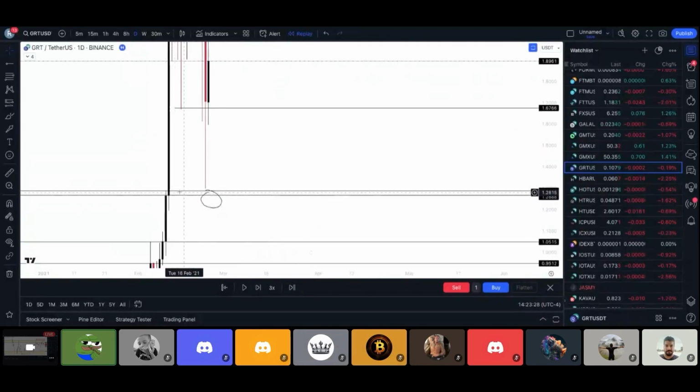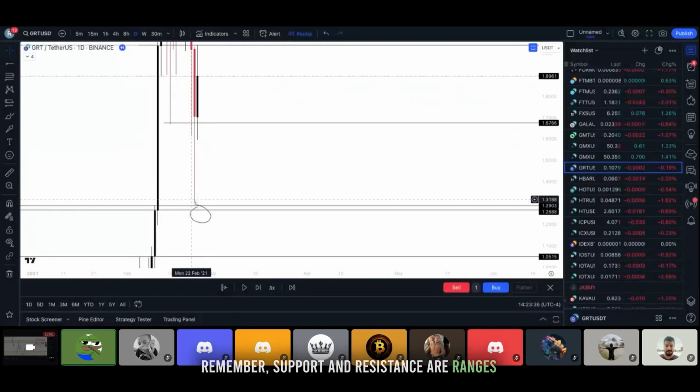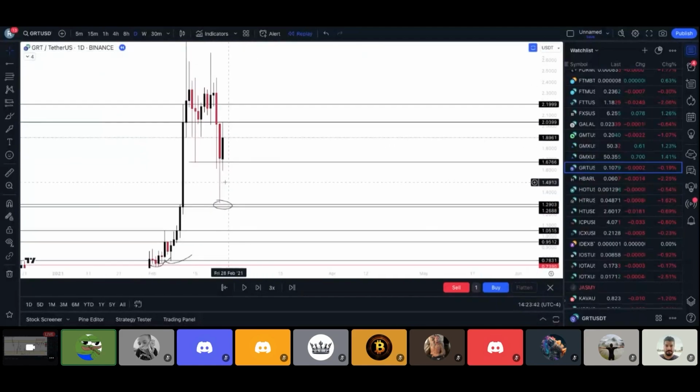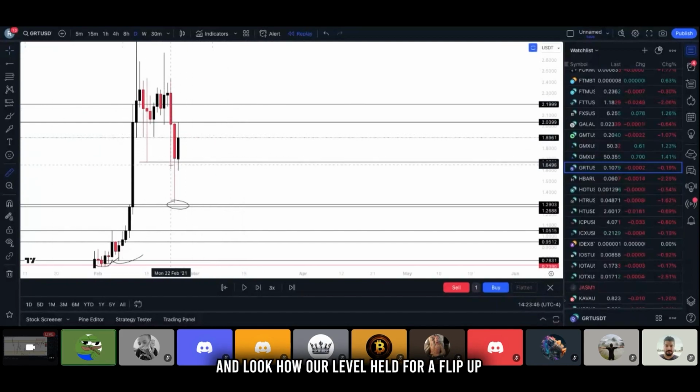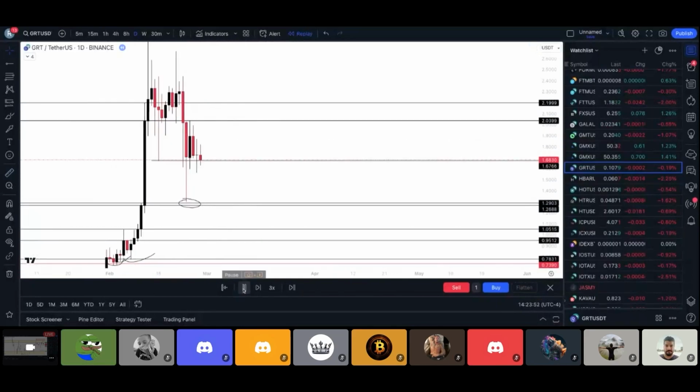Okay, now price came down, almost retested our zone almost perfectly. That's why I say it's a range, not one particular line tap. This is a range of support. So you should be in the play regardless of where it tapped. It might not tap right away or right on it, but it's going to tap around it. And that's exactly where it held. And look at our level right here. It held for a flip up. So not only could you have caught a long right here, you could have also caught a long right there.